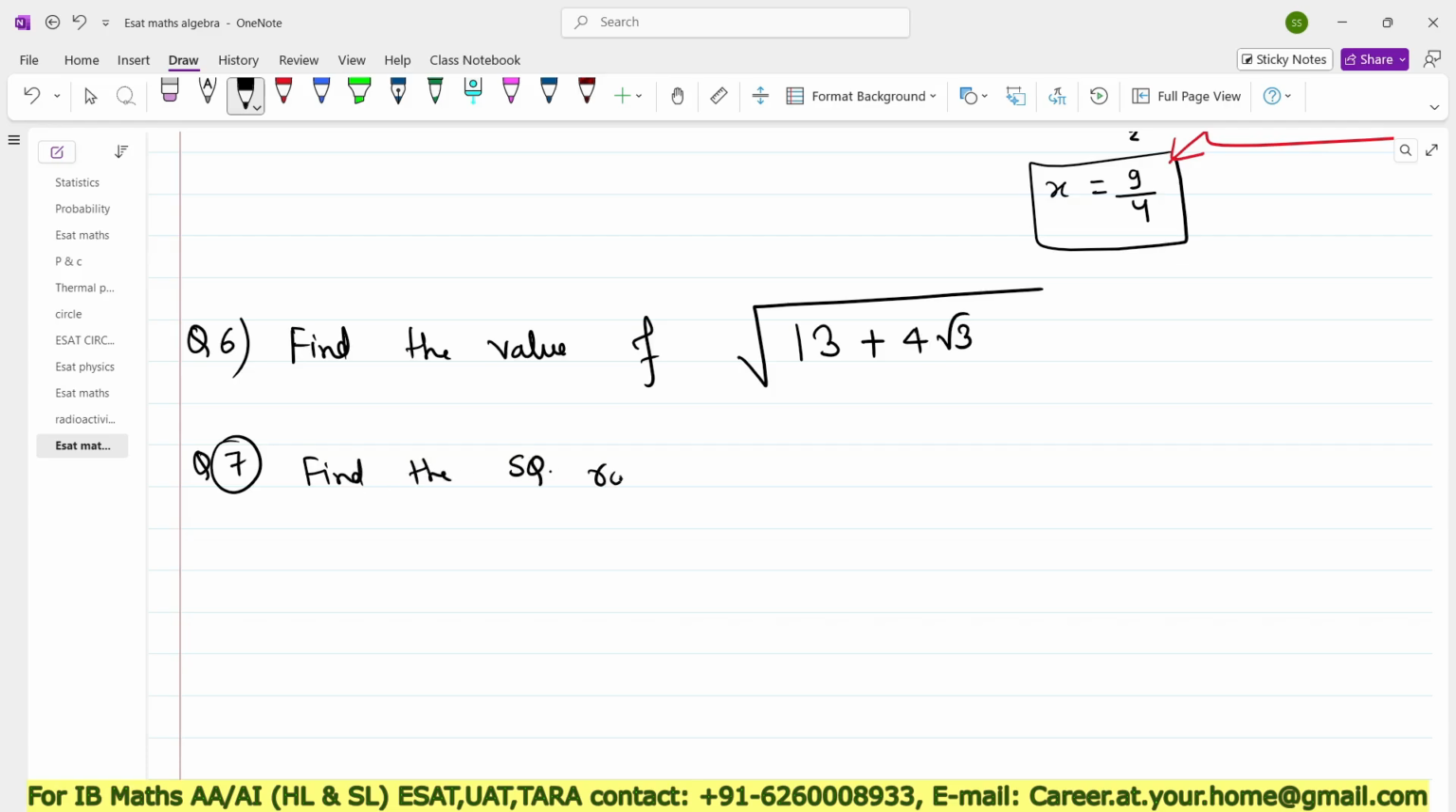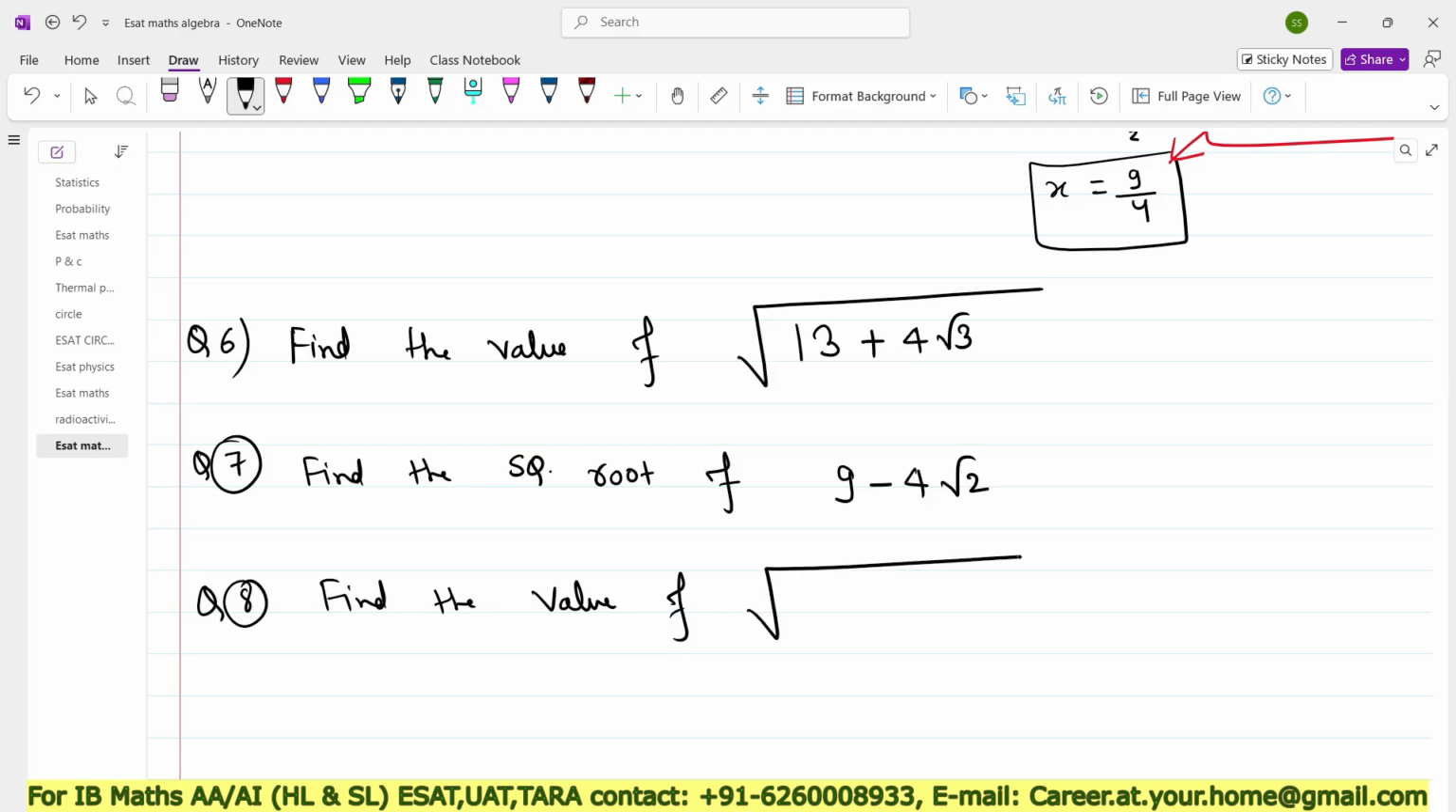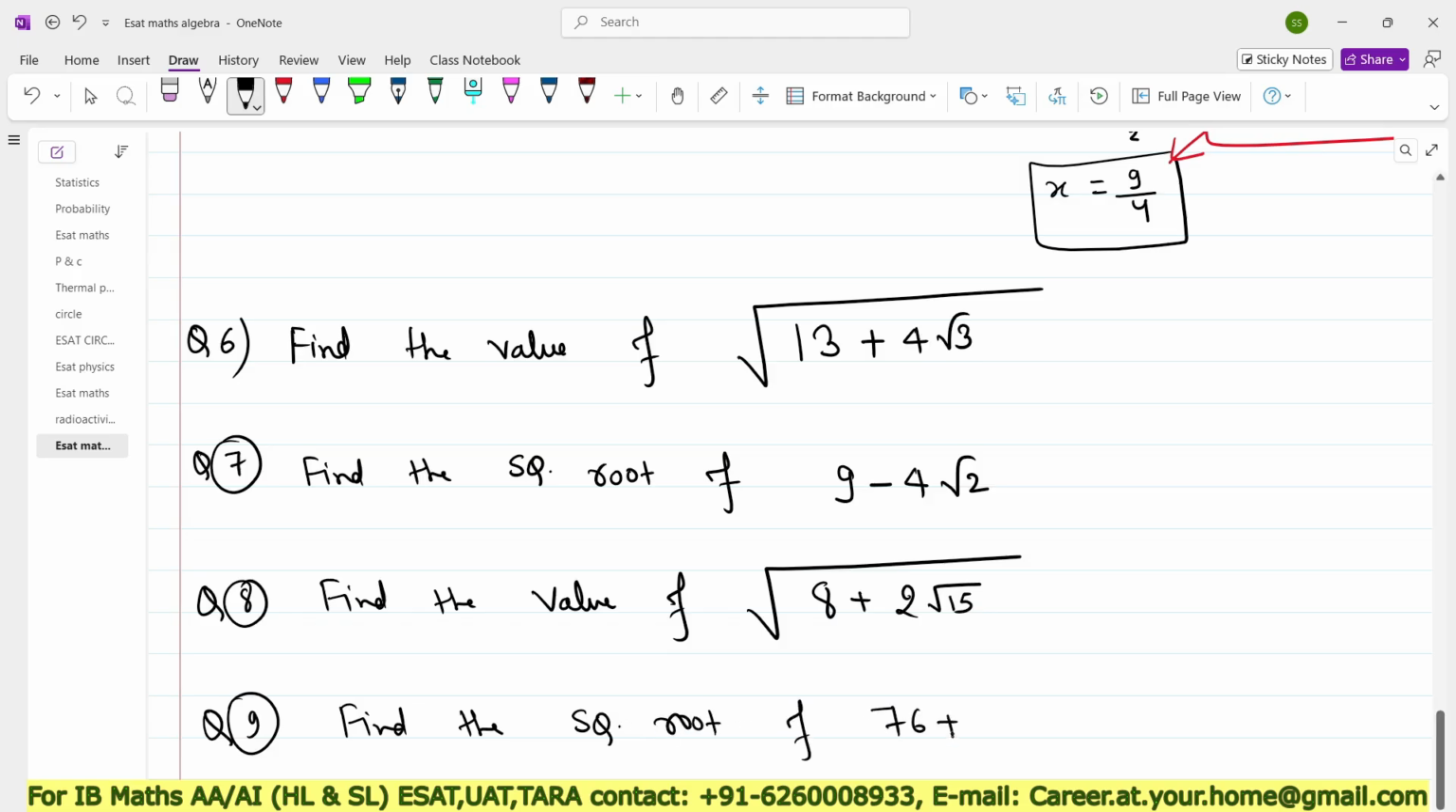Find the square root of 9 minus 4 root 2. Question number 8. Find the value of square root of 8 plus 2 root 15. Find the square root of 76 plus 10 root 3. I think this is enough, right? Okay, so please try.